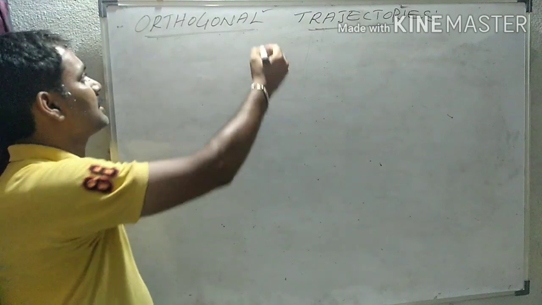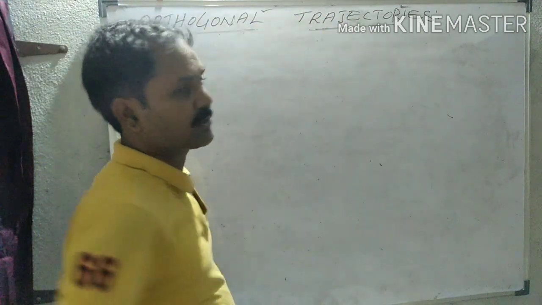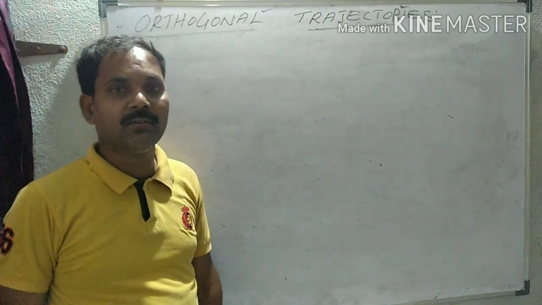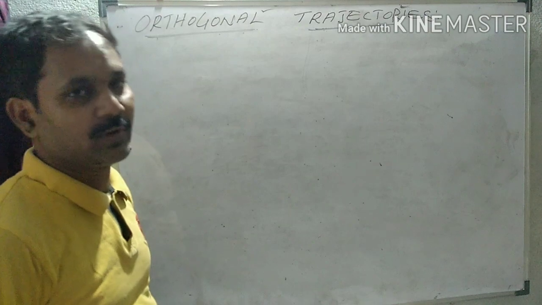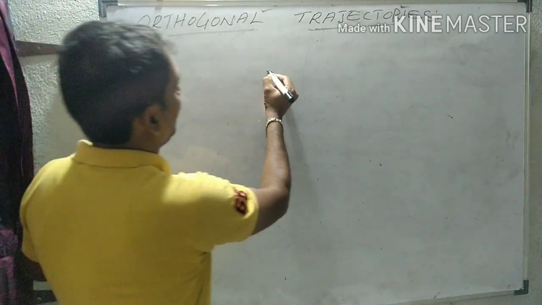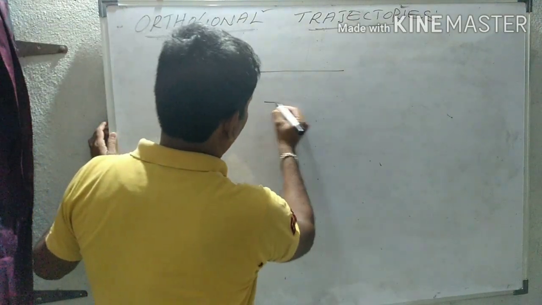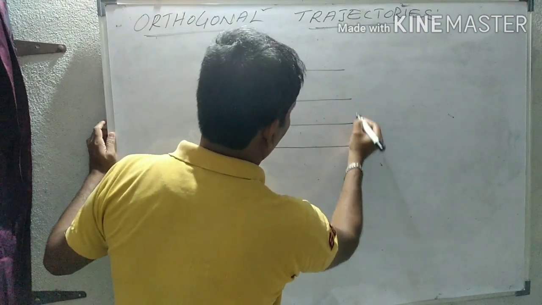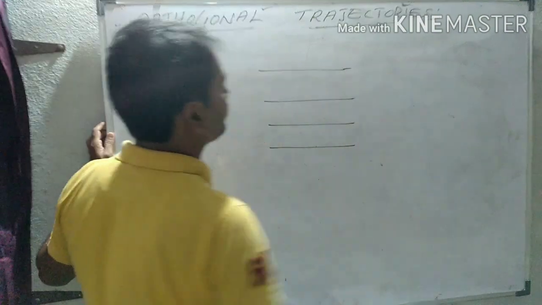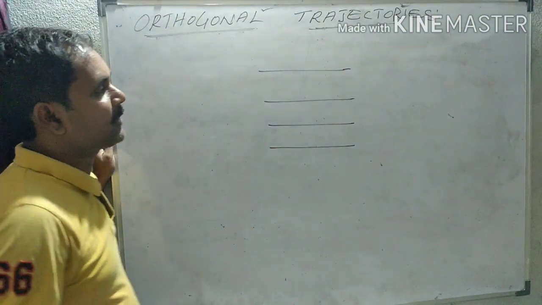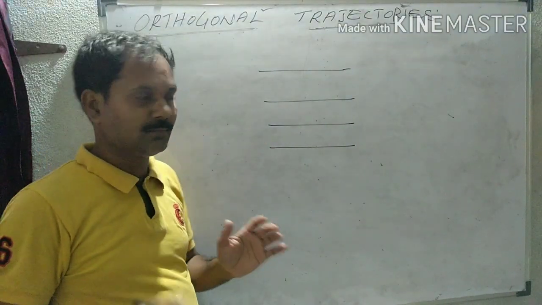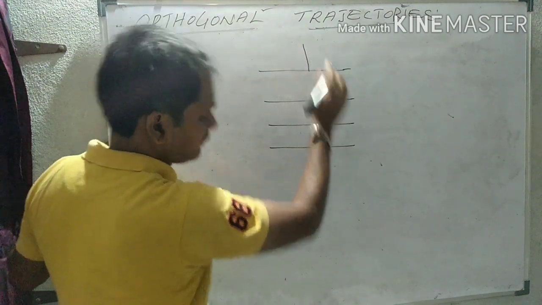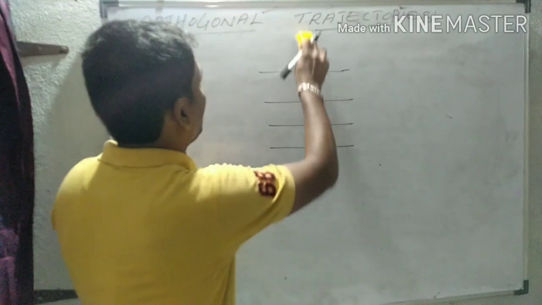So, let us discuss orthogonal trajectory. I want to explain the definition briefly. I am taking a bunch of curves. Bunch of curves means family of curves. And also let me take another line like this.